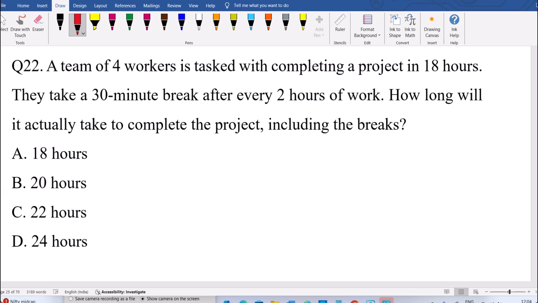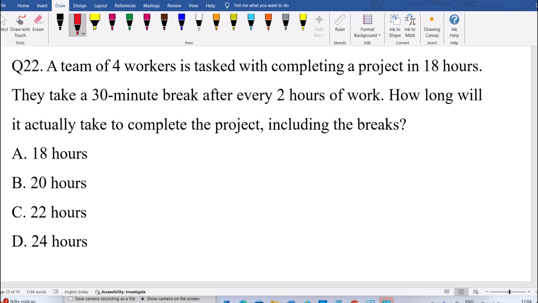22. See, the problem is, many people will do it like this: 18 hours, divided by 2, since every 2 hours we're taking a break. 18 divided by 2 is 9. 9 breaks are required. 9 into half is 4 and a half. But we'll get only 8 breaks here, not 9. The last one, you are completing the project. Why are you calculating that last break?